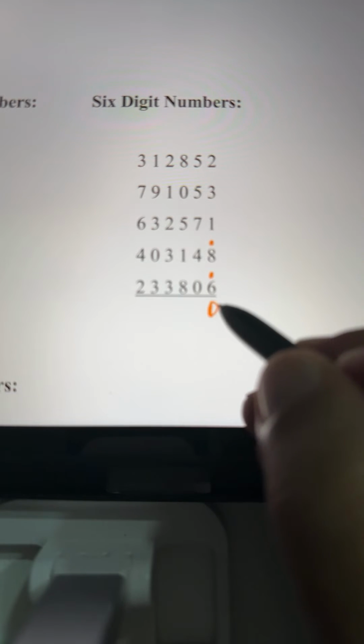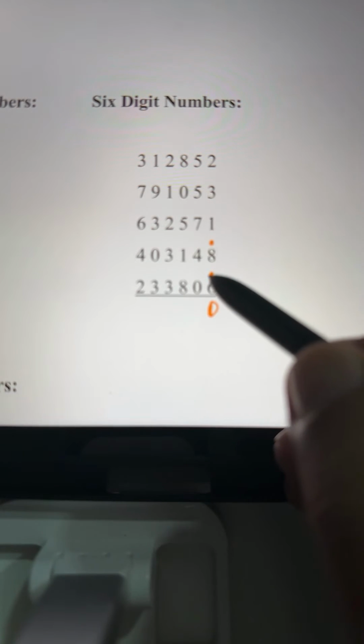And let's start here. 2 plus 3 is 5. 5 plus 1 is 6. 6 plus 8 is dot 4. And 4 plus 6 is dot. So we are left with 0, nothing. So we count the dots 1 and 2.